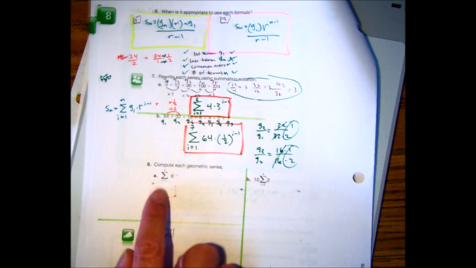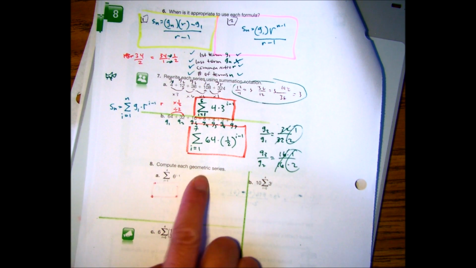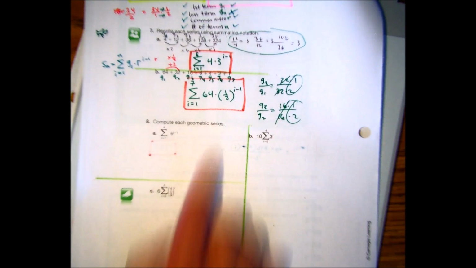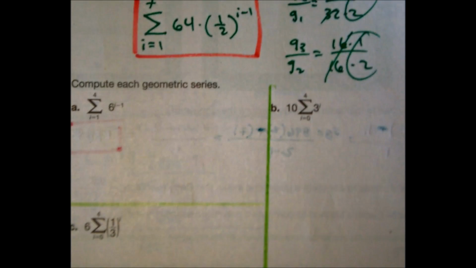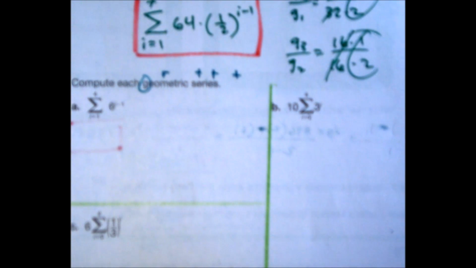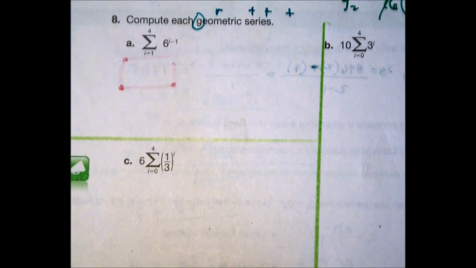Alright, this problem tells us to compute each geometric series. The directions should give us some clues. Geometric means I'm using the letter G. Geometric means I'm using a ratio, a common ratio. A series means that there's going to be a bunch of pluses. So we're going to do C together.